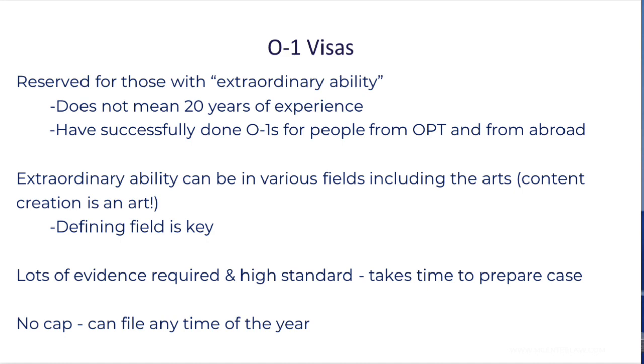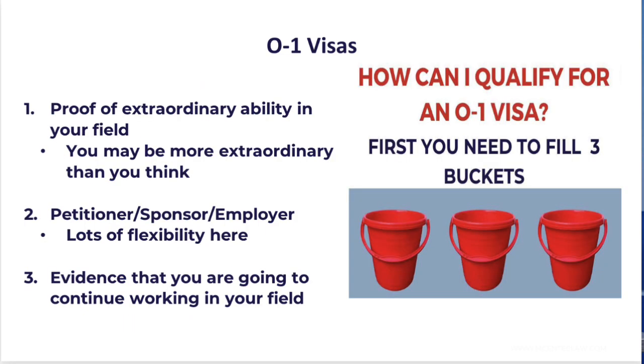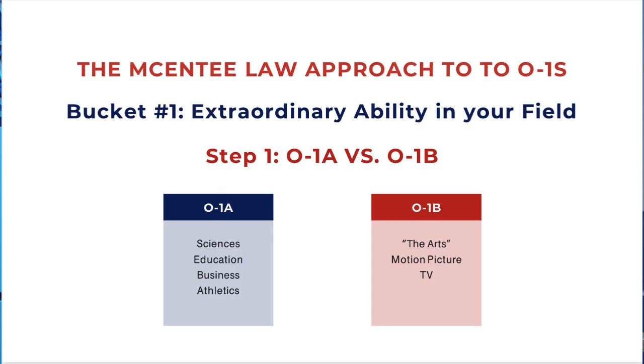And that brings us to what we called earlier the McEntee law approach, which is filling the 3 different buckets, and we touched on these earlier. So I think we can just go ahead and dive into the meat of it. While you guys are here, we're going to chat about the first bucket, showing that you're extraordinary in your field. One of the first things that we consider is whether this is an O-1A or an O-1B. O-1A is for science, education, business, athletics. O-1B is more for the arts, as well as motion picture and TV.